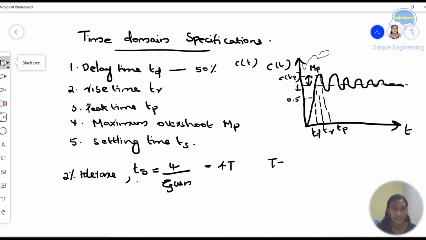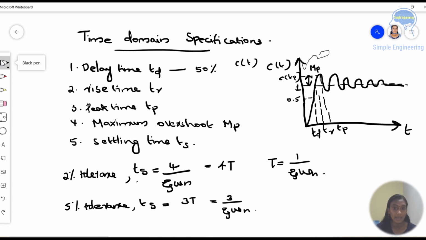For 2% tolerance, your settling time is equal to 4 by zeta omega n, or you can write it as 4t, where t is equal to 1 by zeta omega n. Then for 5% tolerance, your settling time Ts is equal to 3t, where t is equal to 1 by zeta omega n. So it is 3 by zeta omega n. So that is your settling time.